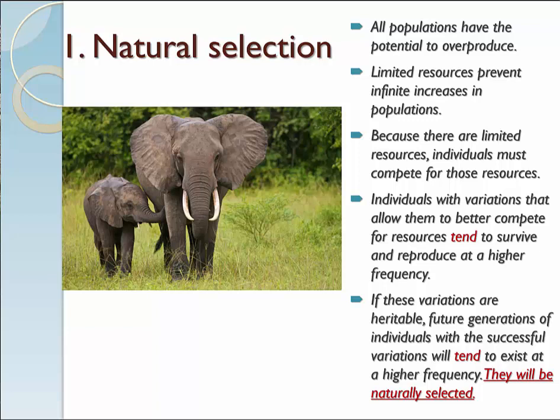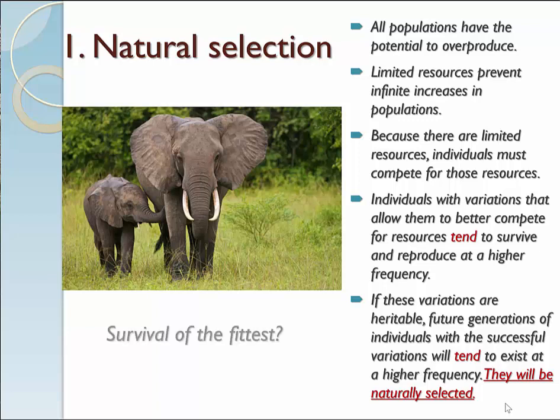So limited resources prevent infinite increases in populations, and because there are limited resources, there's competition for those resources. Individuals that have variations that allow them to better compete will survive and reproduce at a higher frequency. And if those variations are heritable, future generations will inherit those successful traits. And so those traits will exist at a higher frequency in the future. And so they will be naturally selected.